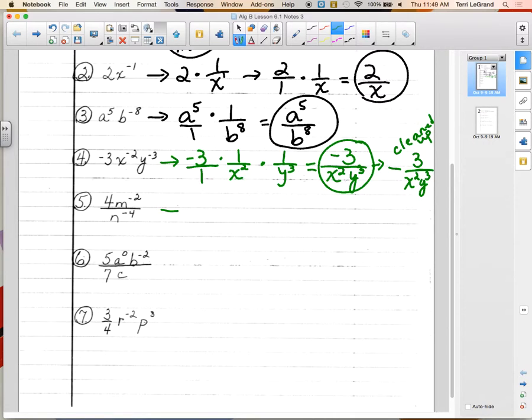So here's what we're going to do. We're going to make it this easy. There's really going to be no work to show for this one. Basically we could show that these two are going to trade places. So what's it going to be? 4 and n to the positive 4 power over m to the second power, or squared.